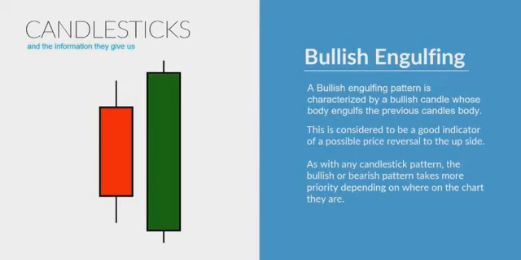Now this can signify a reversal in price as an indication that the market is looking like it's starting to be bullish. But with any candlestick pattern, the bullish or the bearish pattern, it does take priority depending on where on the chart it is. So if it's nowhere near a support or resistance line, it may just be a temporary fluctuation in price. Whereas if it's getting close to maybe a support level, then it might be a good sign that it's going to bounce off support to the upside.